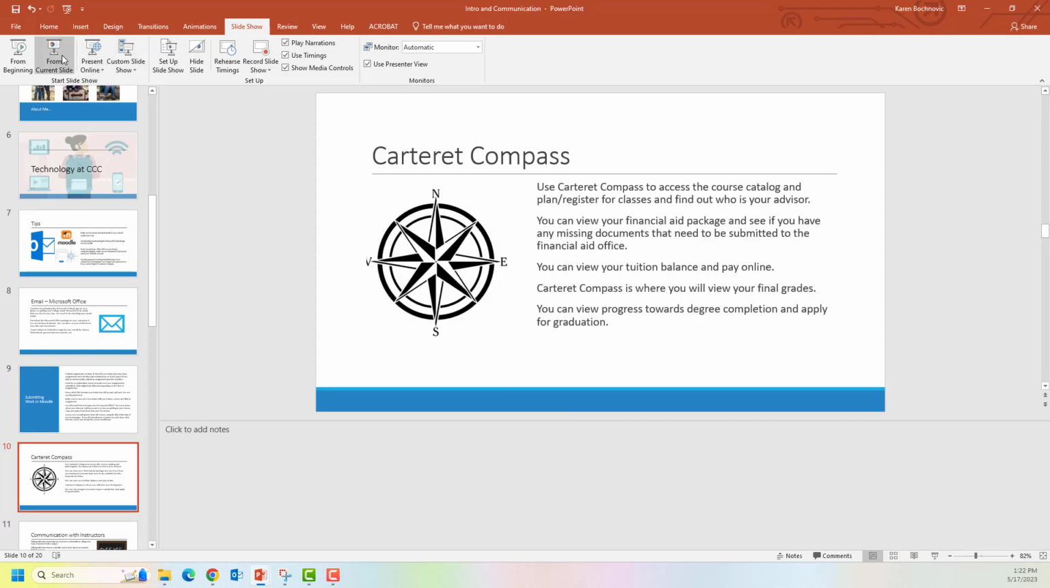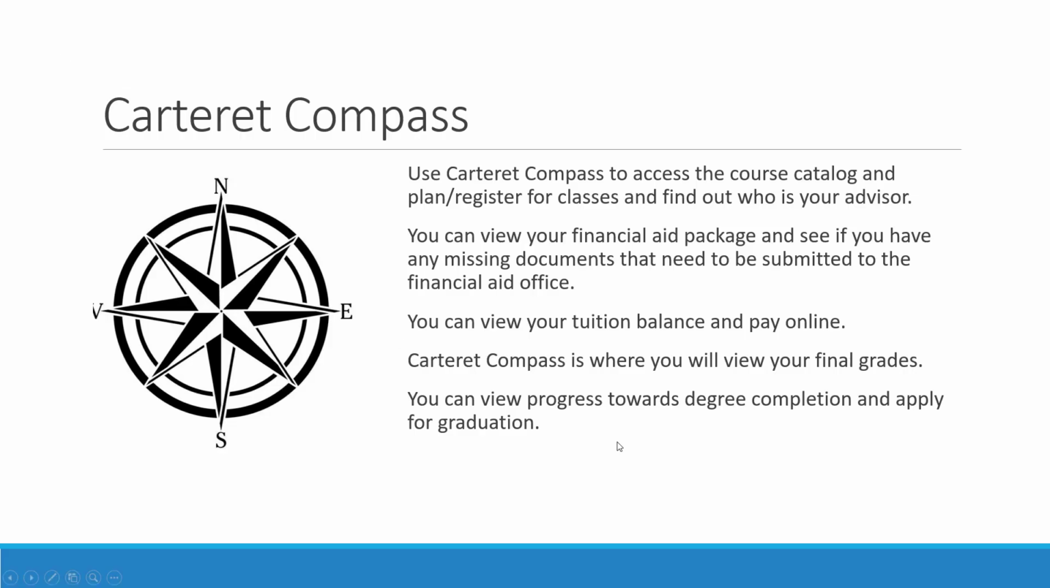Now, I do want to mention Carteret Compass. We're going to delve a lot further into Carteret Compass when we get into the planning piece of ACA. But Carteret Compass is where you can go to access the course catalog. You can go see who your advisor is. You will plan your classes. You will register for classes in Carteret Compass. Again, we will delve further into that in ACA.